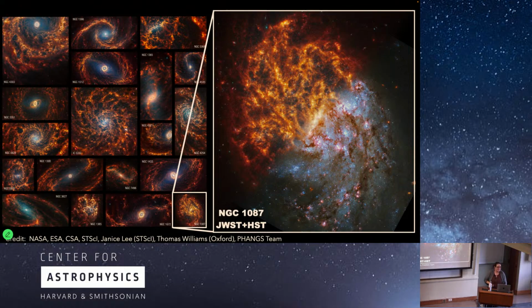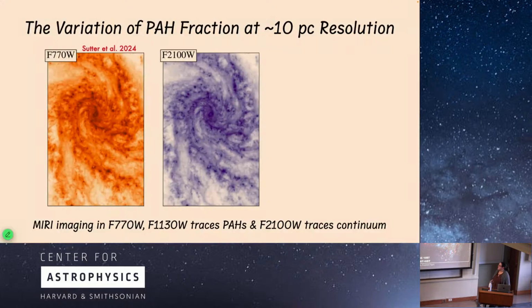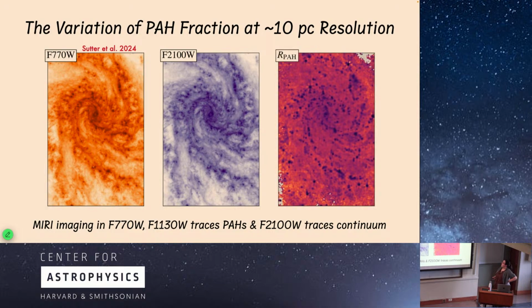Great. So what have we learned about the PAH abundance? This is our first look. Here are the two components that are going to go into our tracer of PAH abundance. We have the PAH tracing filter, F770W, and the long wavelength continuum filter that we're going to compare it to. And when you make the PAH fraction map, what you see looks like this.